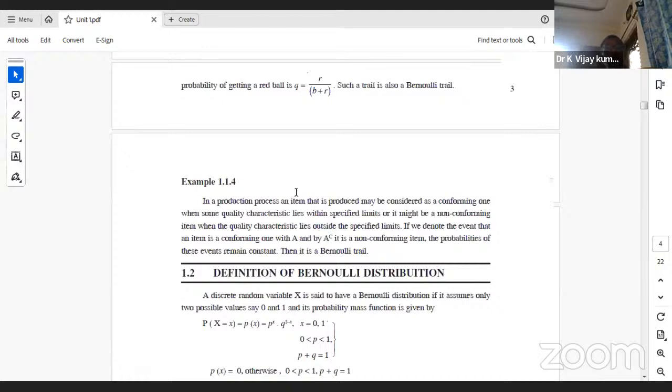When in a production process an item is produced, it may be considered conforming when some quality characteristics are within the specified limits, or it might be a non-conforming item when the quality characteristics lie outside the specified limits. If we denote the event that an item is conforming with A and A power C is the non-conforming item, then the probabilities of these events form what is called a Bernoulli trial.